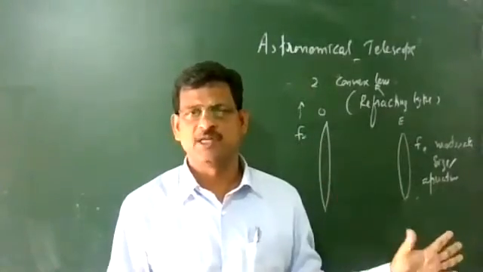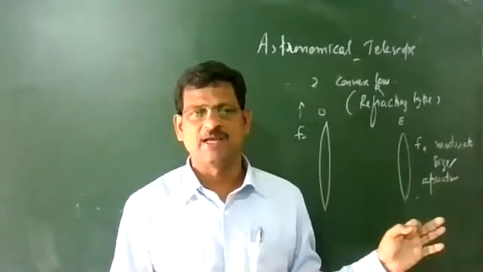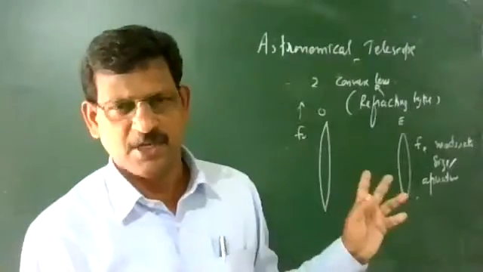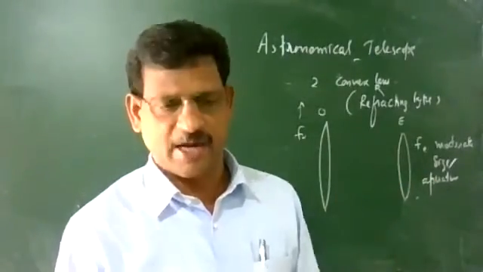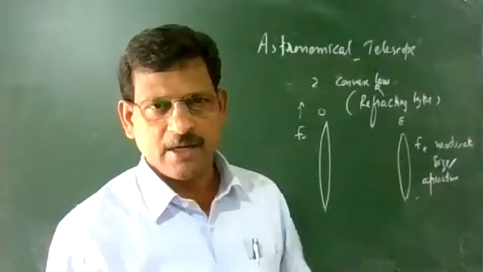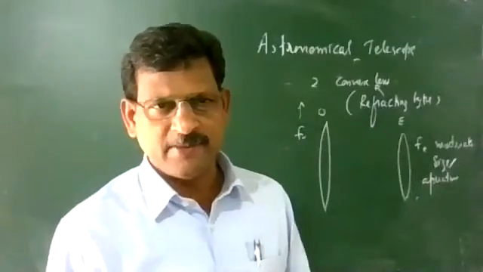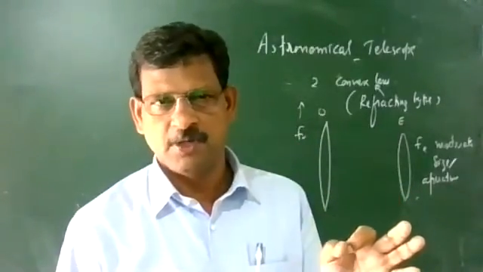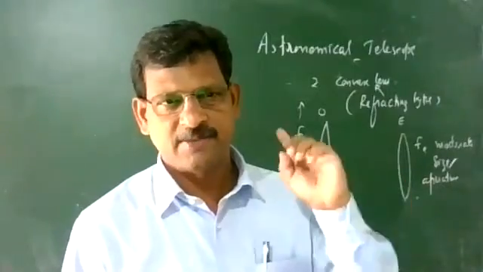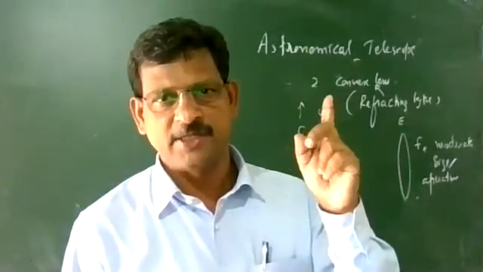Usually astronomical telescopes are designed to get magnified images of astronomical objects. The final image is formed at infinity. That is the common arrangement. In a microscope, the common arrangement is the image at the least distance of distinct vision. But in a telescope, the usual arrangement is that the final image is formed at infinity.